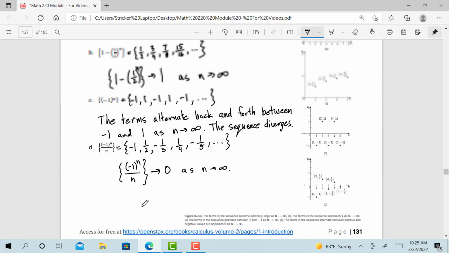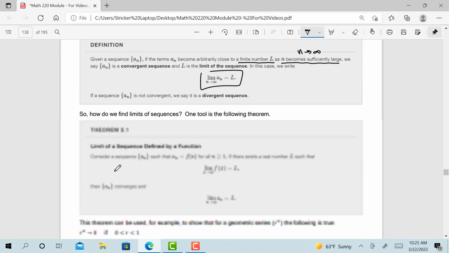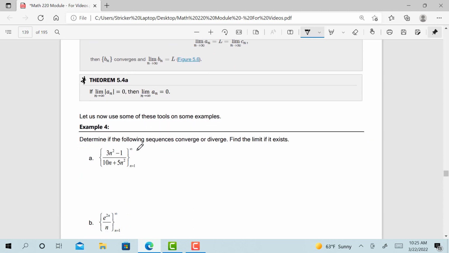One that could have been useful on would have been this D here, right? So these are alternating positive and negative back and forth, but the terms themselves, forgetting about the signs, are approaching 0. So that's kind of a useful way. We can use theorem 5.4a for that. So let's look at some examples and see how we can apply some of the theorems we just talked about in finding the limit of a sequence.